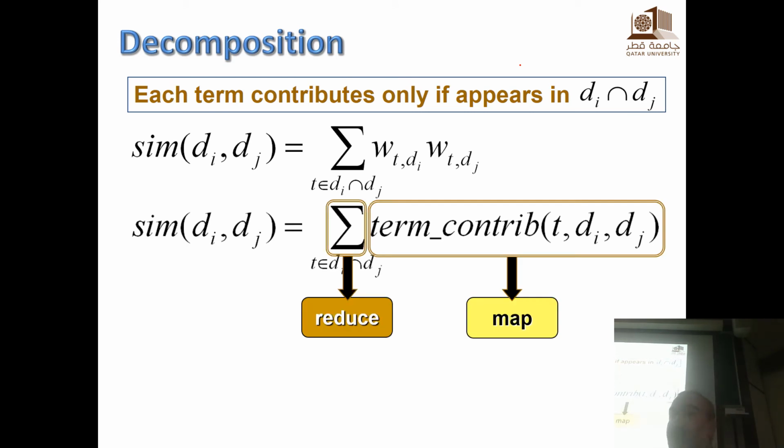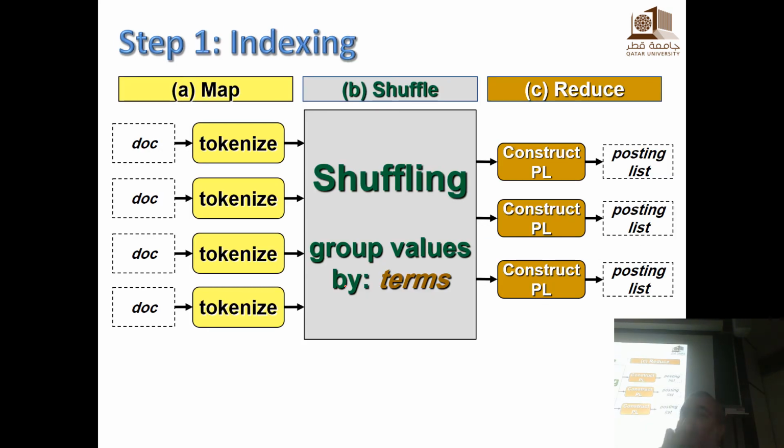Okay, so now the composition will be like that. The term contributions will be in the map, and this summation, of course, will be in the reduce. And we need, of course, the indexing as a first step. So that's the indexing that we saw before.